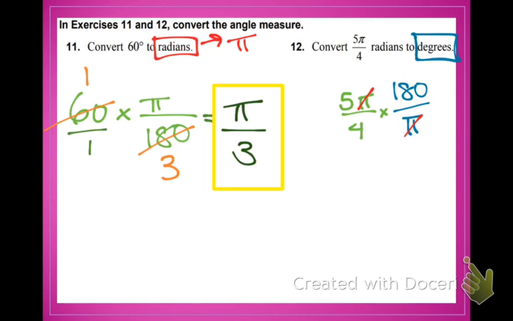What else can we cross cancel? 4 and 180, what are they both divisible by? 4. 4 goes into 4 once. 4 goes into 180 45 times.